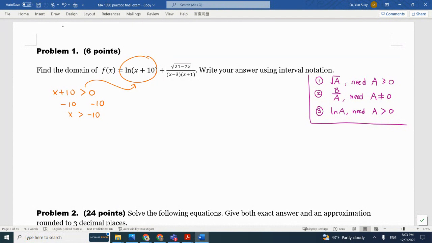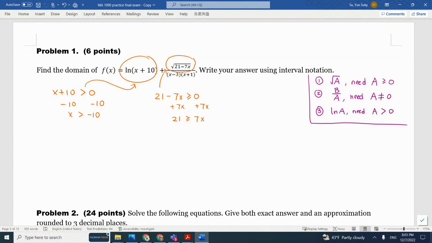And then, the second term. You see, the second term we have the square root. So for square roots, the things inside the square root, which is 21 minus 7x, we need this to be greater or equal to 0. We solve for x. We can add 7x on both sides, and then on the left-hand side, we have 21 greater or equal to 7x.